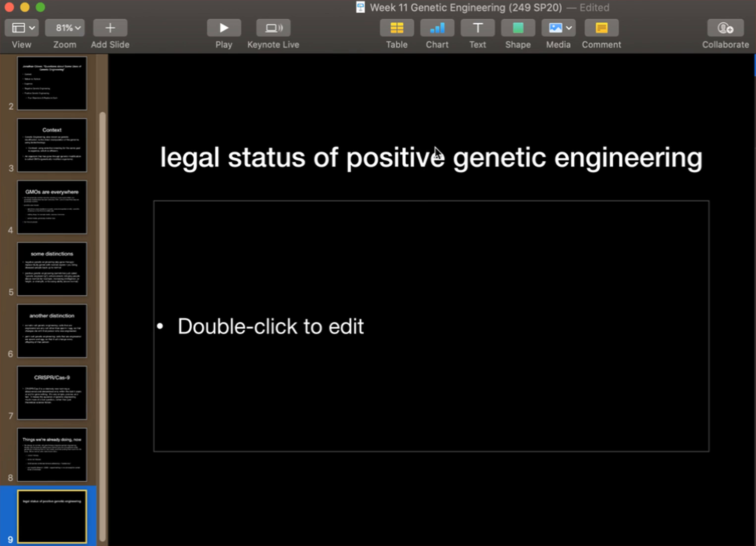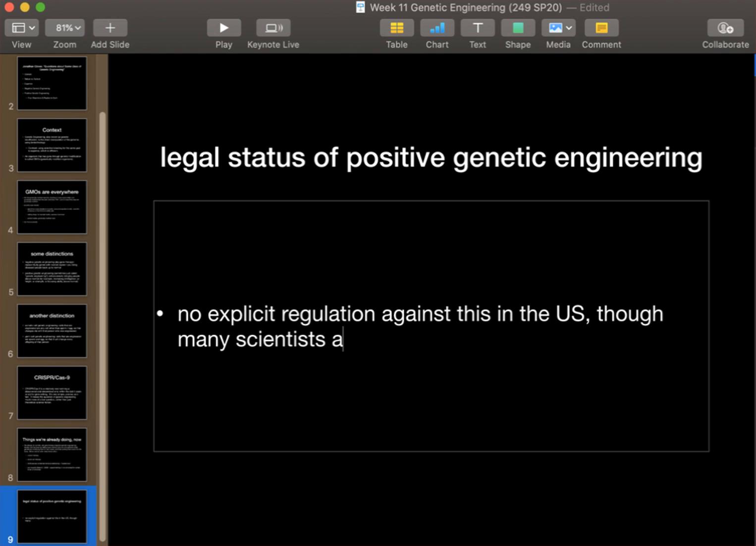What about positive genetic engineering? What about using the same techniques to make people smarter, stronger, more focused, and so on? It turns out there is, as far as I can tell, no explicit regulation against this in the US, though many scientists and bioethicists are pushing the federal government to step in and say this should be outlawed: genetically modifying people to make them stronger than normal, faster than normal, smarter than normal, etc.